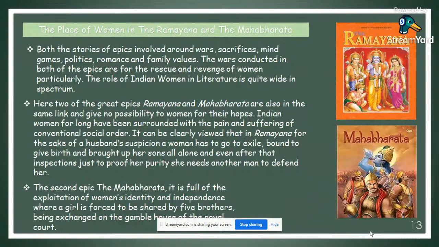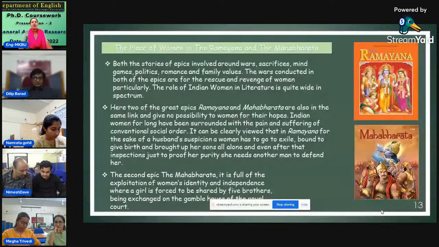The place of women in the Ramayana and the Mahabharata, both epics involving war, sacrifices, mind games, politics, romance and family values. The wars conducted in both epics are particularly for the rescue and revenge of women. Here we all know that these two epics mostly revolve around the idea of women and their role behind the wars.